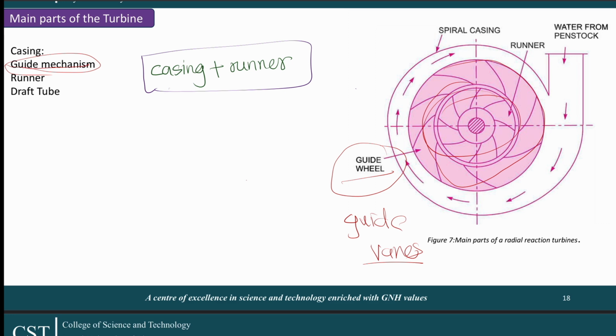The reason it is placed this way is to make sure that when the water running from the spiral casing enters the runner blade, it doesn't experience any shock. With the help of this guide vane, which is like a stationary circular wheel, we can change the amount of water that falls onto the runner blade.